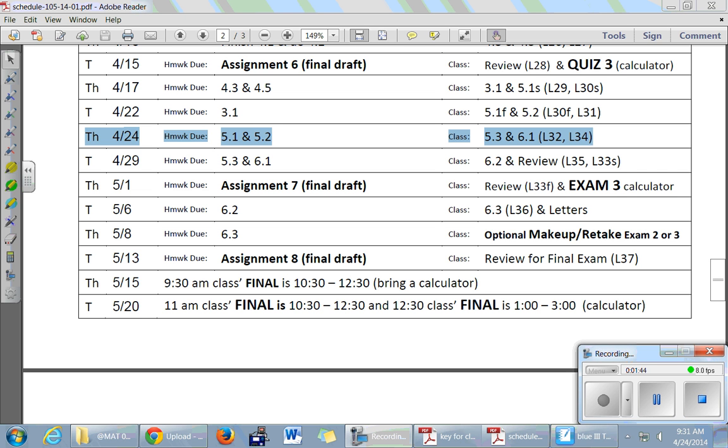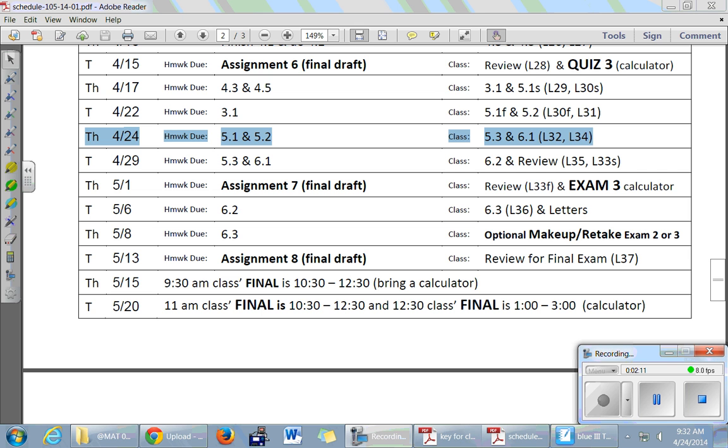And again, if you do better on the exam than the quiz, then that quiz grade will be completely replaced by the exam grade. Then the following class, we've got 1 more section in this thing called letters, which I will talk to you about then. But then the class after that, which is 2 weeks from today, is this optional makeup or retake. You don't need to come in unless you want to take either exam 2 or exam 3. It's on Thursday the 8th.